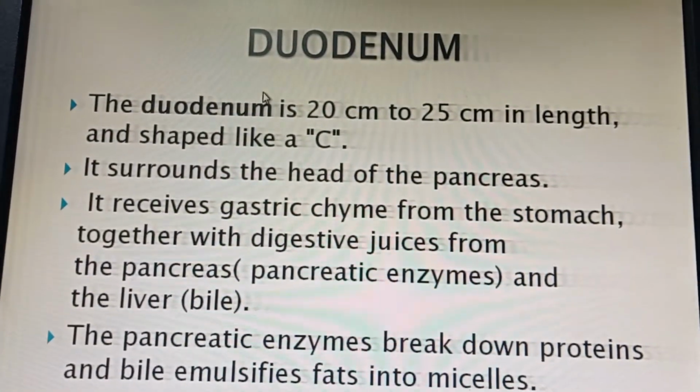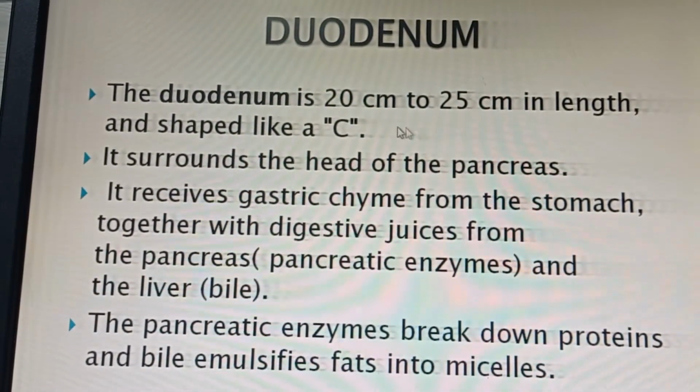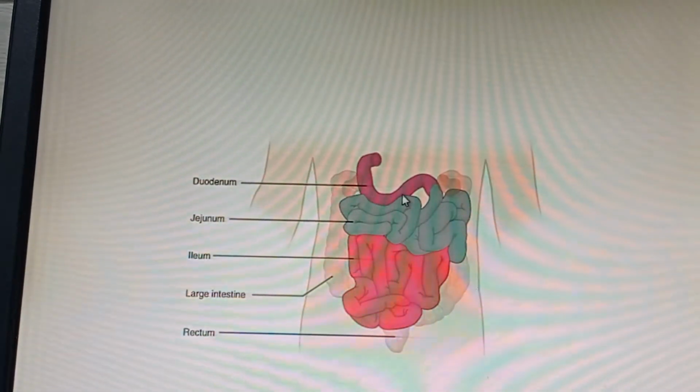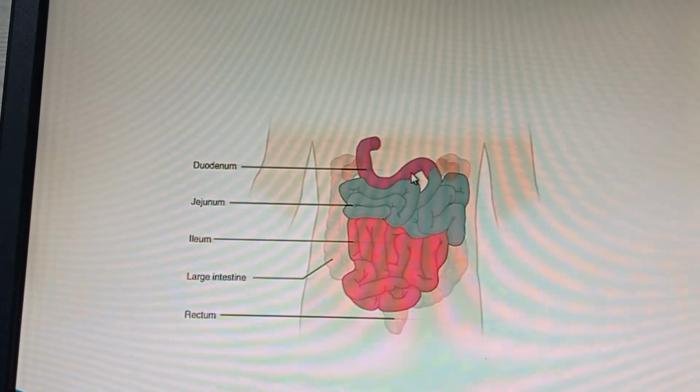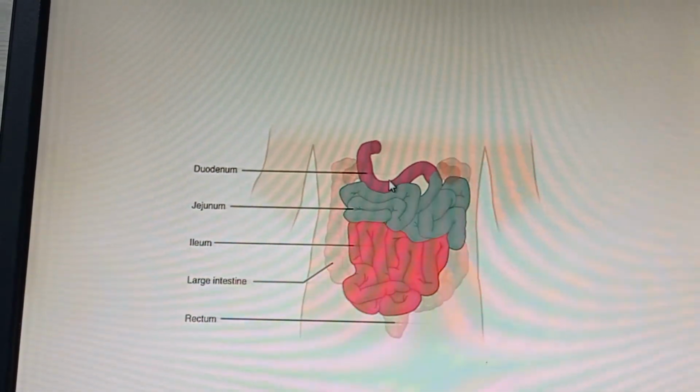So the small intestine starts from the duodenum and ends at the ileum. The first part of the small intestine is the duodenum. It is about 20 to 25 centimeters in length. It is a C-shaped organ. If you look here, this looks like the alphabet C.